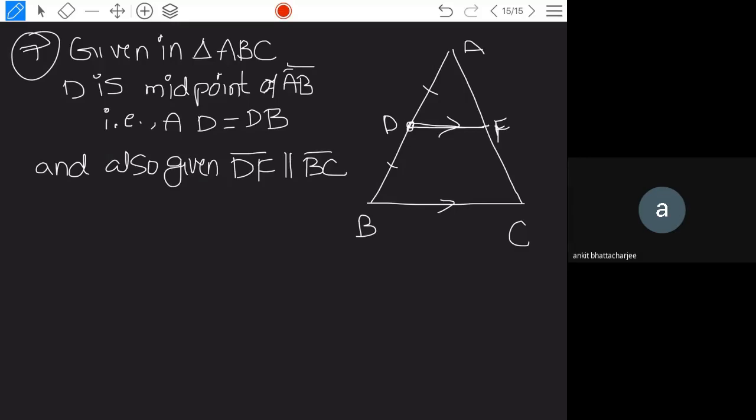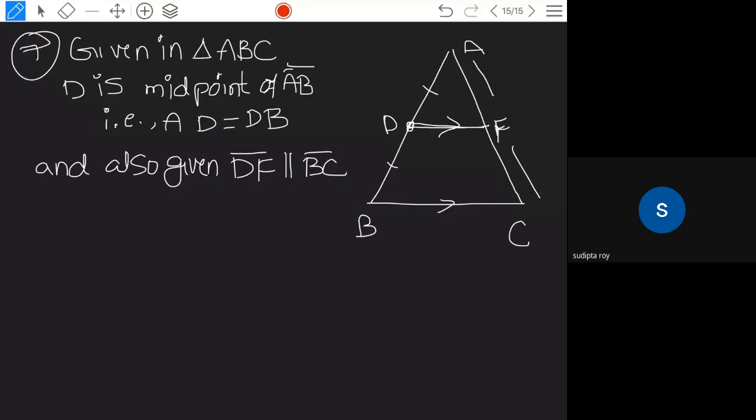Can you hear me? And what is it asking you? To prove AF is equal to FC. Both are equal because it divides the third side into equal parts, it bisects the third side. Bisecting is nothing but dividing into equal parts.